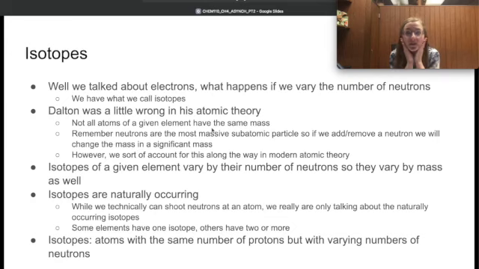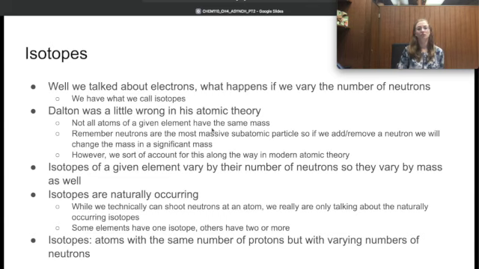Okay, so in this video, we're going to talk a bit about isotopes. If we have an element, we know that if we change the number of protons, we change the elemental identity of that thing. We talked about how if we change the number of electrons, we're talking about different ions. Now we're going to talk about what happens if we vary the number of neutrons in our atom. If we vary the number of neutrons, we have what we call isotopes.